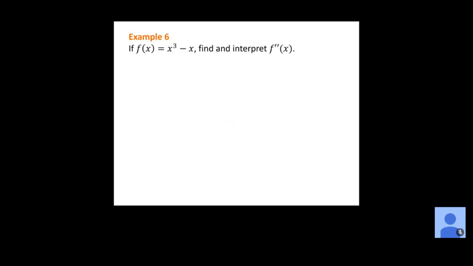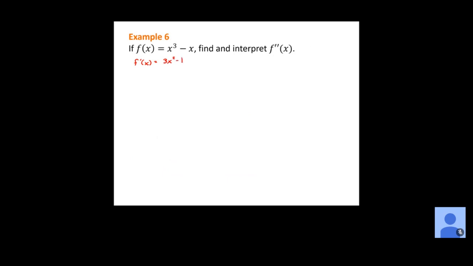All right, so let's take a look at this one. So we want to find the second derivative and then think about what that second derivative actually means. Well, if you remember, we looked at this function earlier. We already found the first derivative, right? So what was the first derivative of x cubed minus x? This was back in example 2. Good. 3x squared minus 1 was our first derivative.